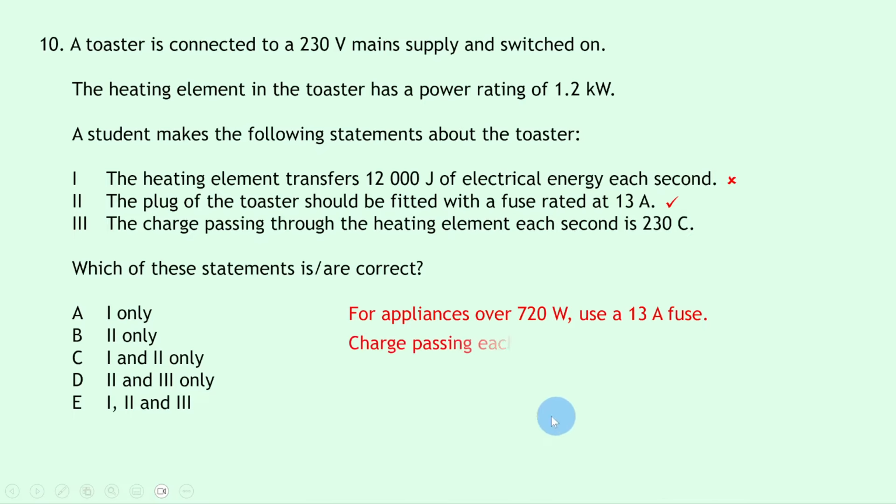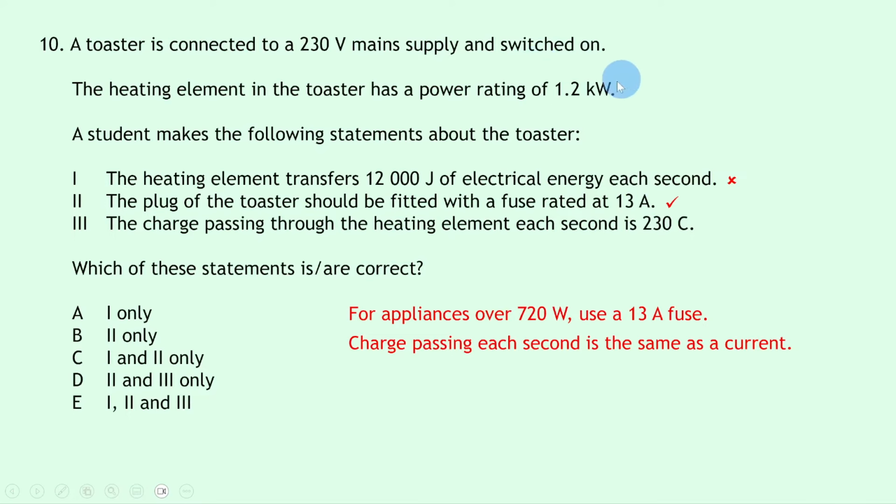Well, here we need to remember that charge passing each second is the same as a current. In other words, from the equation Q equals IT, if you rearrange for the current I, you get that I equals Q over T, i.e. current is the charge divided by time. So the charge passing each second is the current, so we want to calculate a current here.